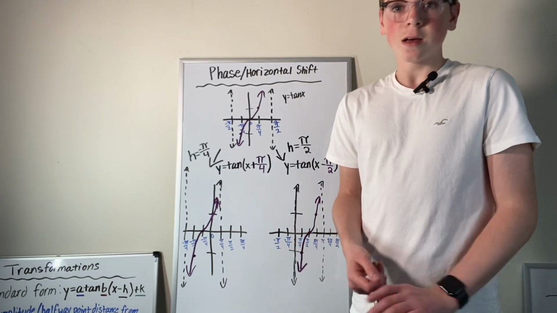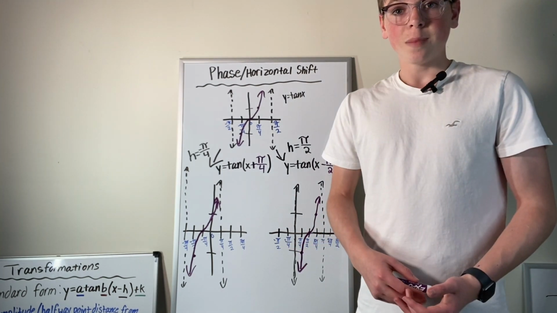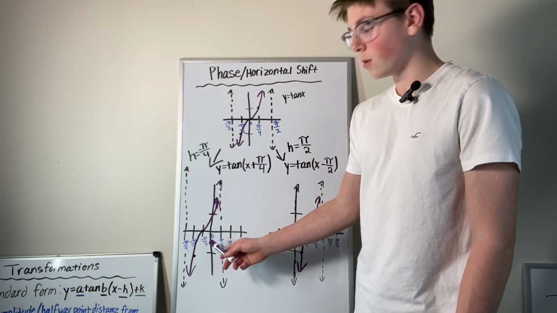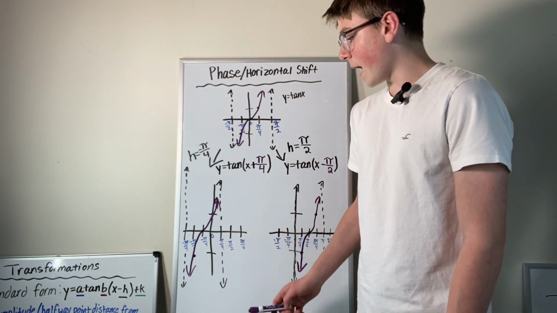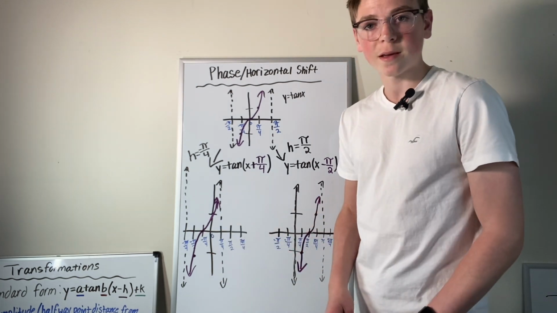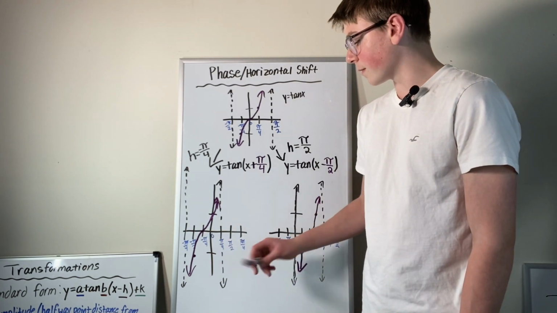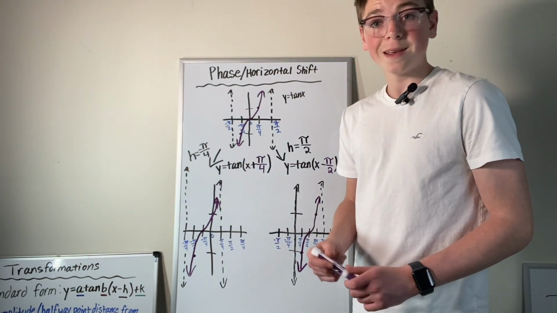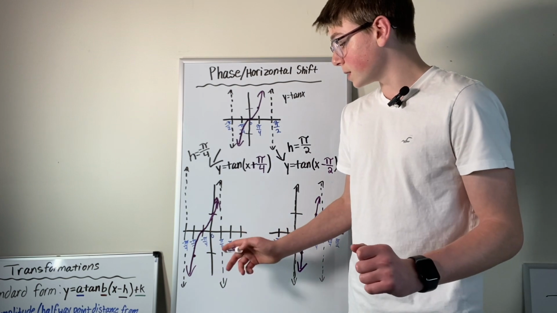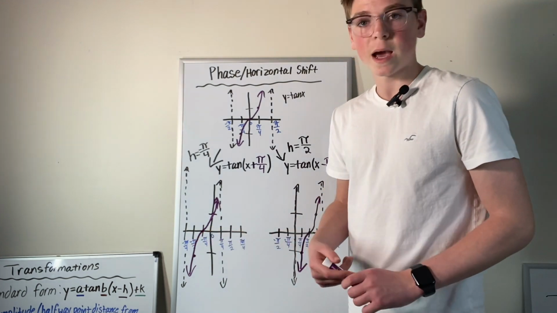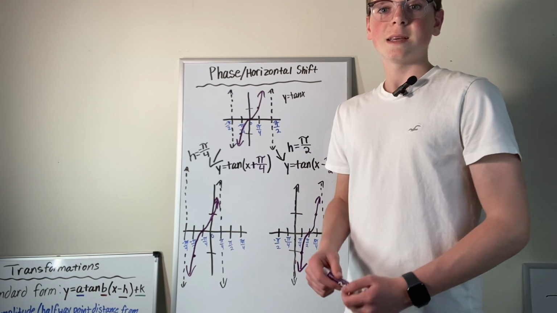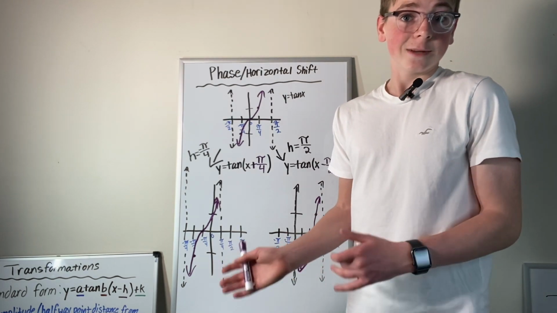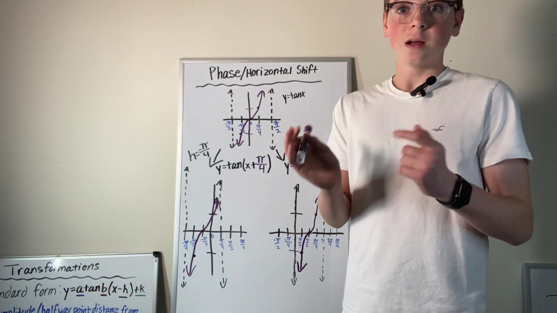So let's start. Move every point over pi over 4 to the left. That's all we're doing. So 0, 0 is now negative pi over 4, 0. Our asymptote at negative pi over 2 is now negative 3 pi over 4. Our asymptote at pi over 2 is now pi over 4. Our point that was pi over 4, 1 is now 0, 1. Our point that was negative pi over 4, negative 1 is now negative pi over 2, negative 1. So all we did is we shifted every point over pi over 4 to the left.